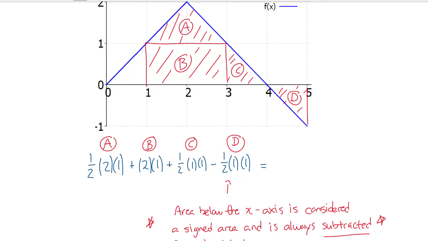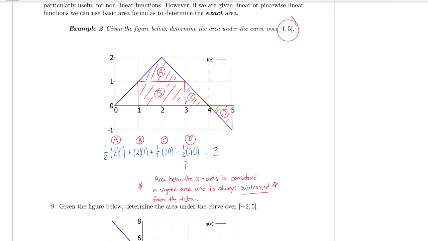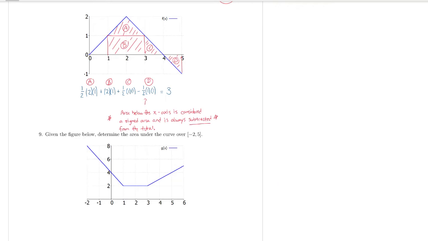And so there's an important note that when you're sketching areas between the curve or under the curve, we always fill in that area between the function and the x or t axis. So in this case, we fill in that region D, and any area sitting below the x-axis is considered a signed area, and that is just another way to say that we should always subtract that from the total. So putting it all together, we get that the area under the curve is 3.